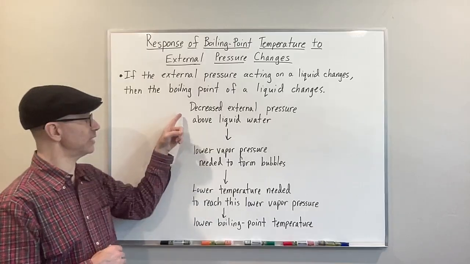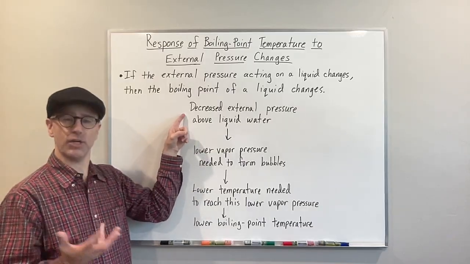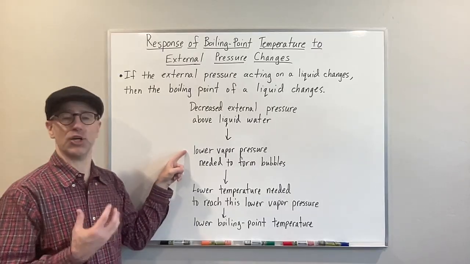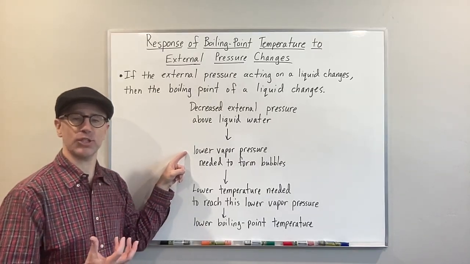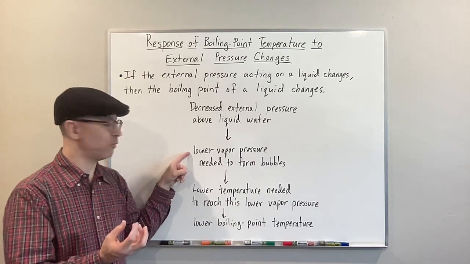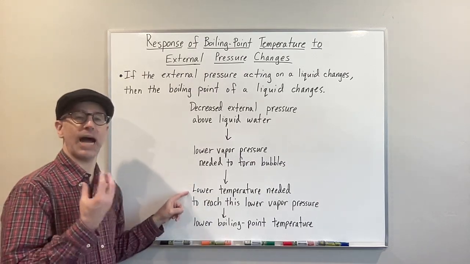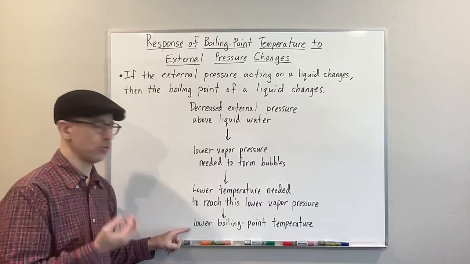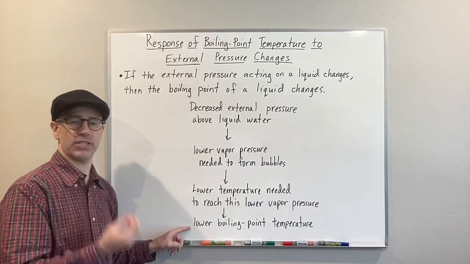If you increase the external pressure inside your pressure cooker, that's going to mean you need a higher vapor pressure to form the bubbles needed for boiling, right? Which is then going to need a higher temperature for that to happen. And so it's going to raise the boiling point.